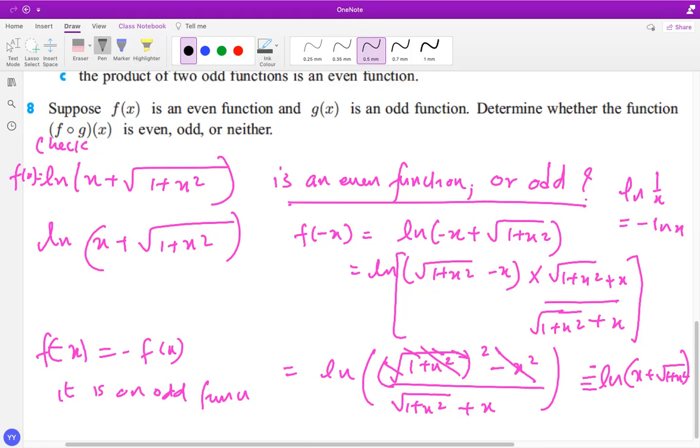So this is one of the very interesting questions that has been asked in one of the exams. A similar question, not the exact one.